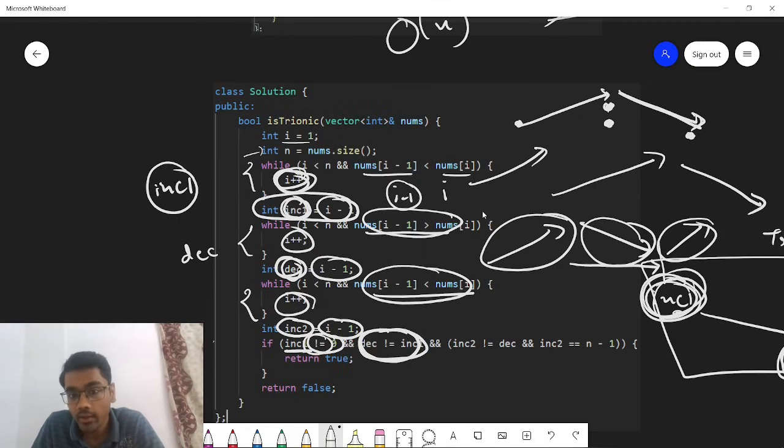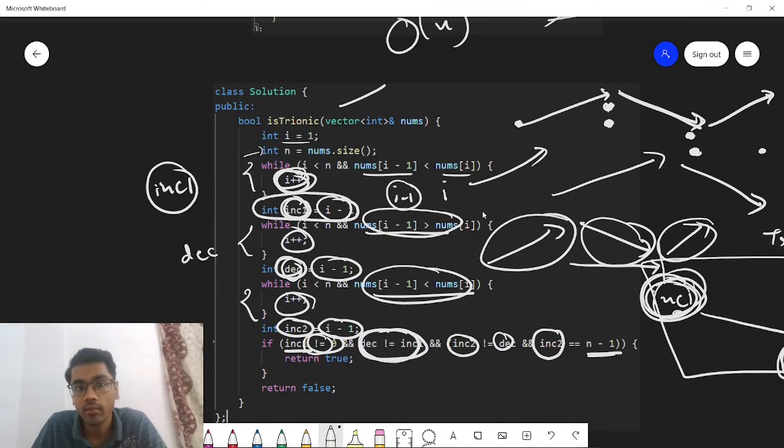Now the last condition is that again this inc2 should not be equal to dec, because if inc2 is here, that means we will not get the strictly increasing part. It should be somewhere greater than this dec, so then only we will get the strictly increasing part. Also we need to make sure that its index should be n-1, because if its index is not n-1, let's say we got the increasing part, decreasing part and increasing part, now there are a few more elements to check, then they can again go decreasing, right? So we want that this increasing should go up till n-1, so that we cannot have any further decreasing or increasing scenario. So this index should be going up till the end.